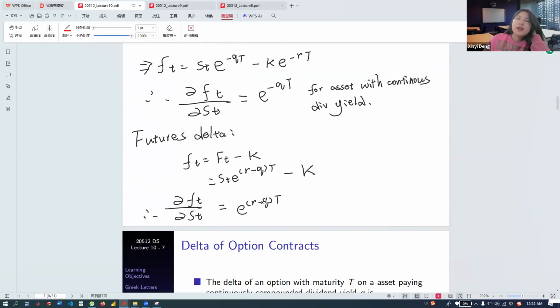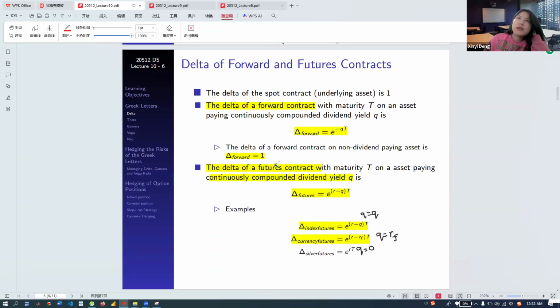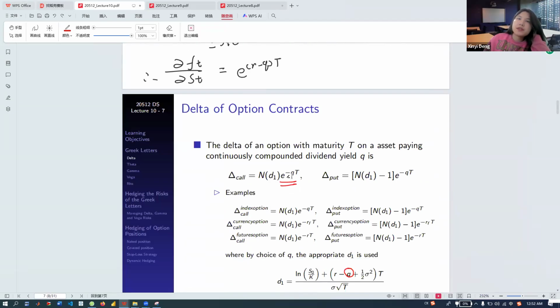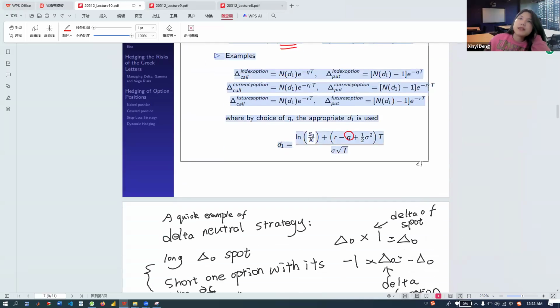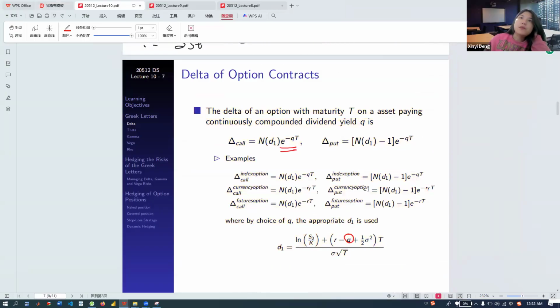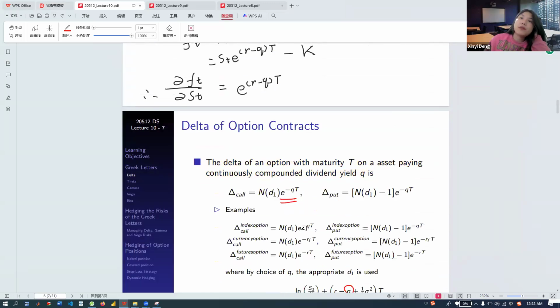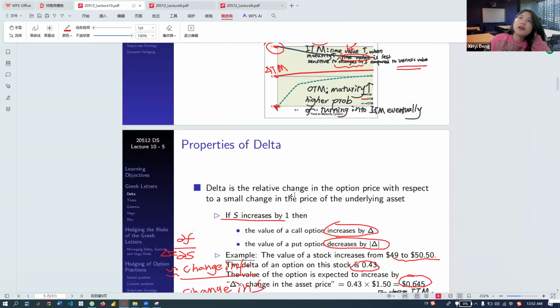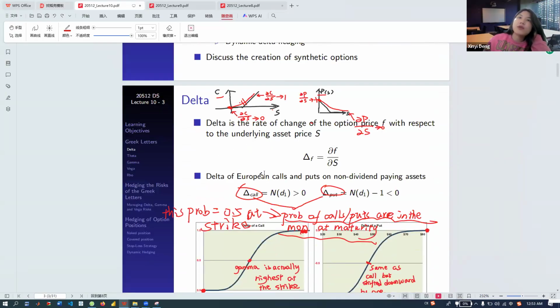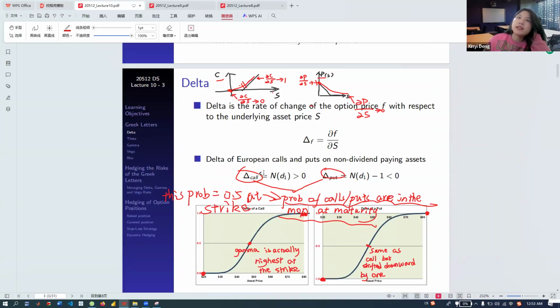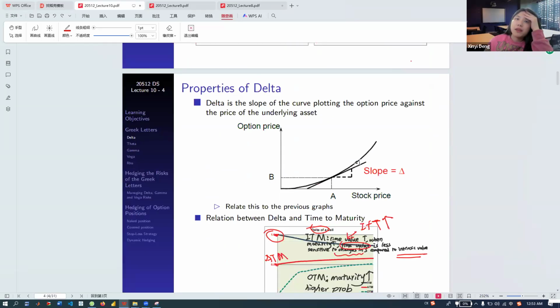So that's the delta of forward and futures. Then the delta of options is determined by these equations. We already looked at the formulas at the beginning, but those formulas we discussed are actually the delta of European calls and puts on non-dividend paying assets. Therefore, for an underlying asset with no dividend paying, the delta of call is equal to N(d1) and the delta of put is equal to N(d1) minus 1.